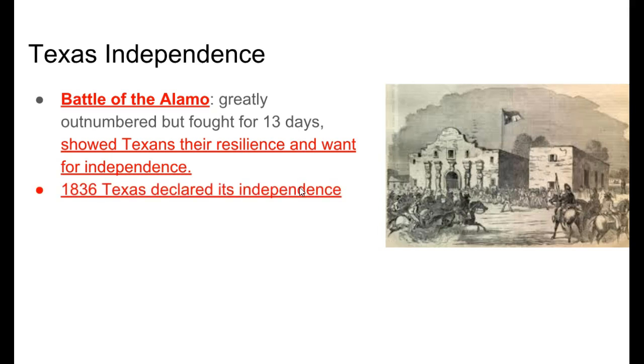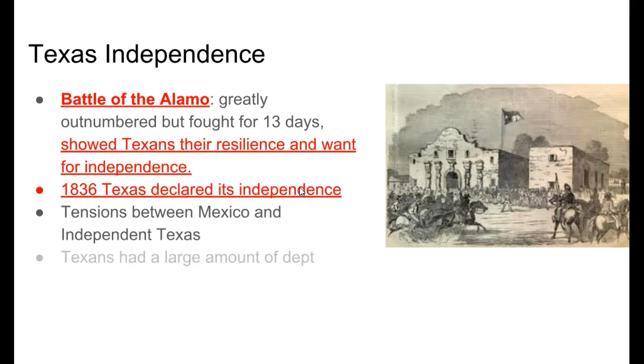So in 1836, Texas finally did declare its independence from Mexico. And this led to a lot of tensions, as you can imagine, between Mexico and the independent Texas. But there was a problem with this as well. So now Texas was an independent country. So you had the United States of America, you had Mexico, and then you had the independent nation of Texas.